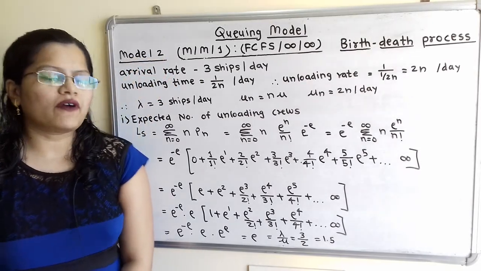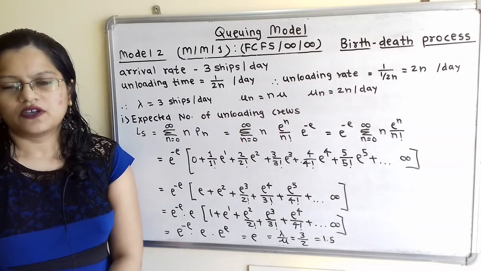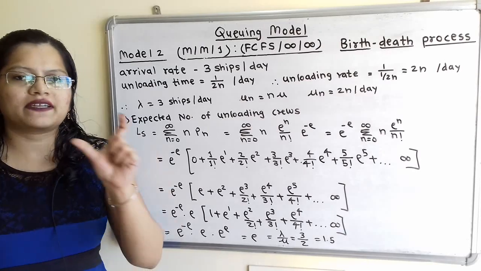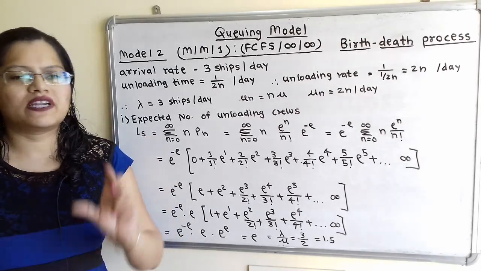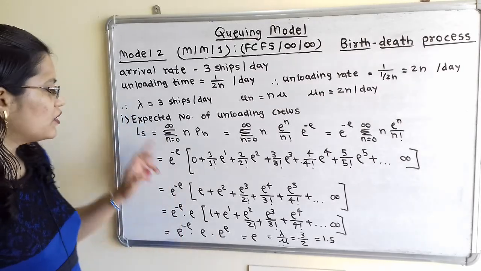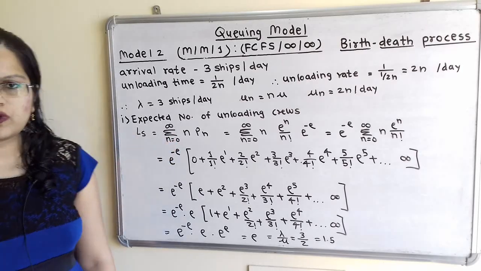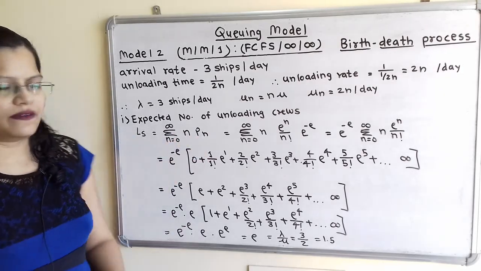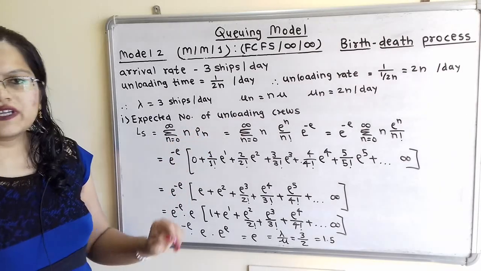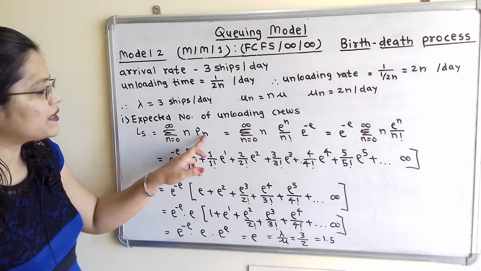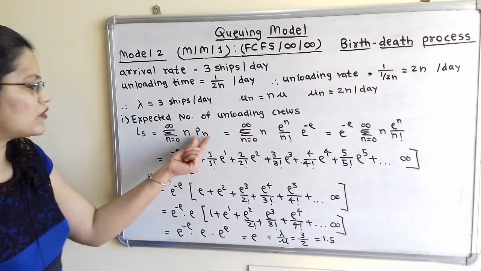Now we will move to the first question, the expected number of unloading crews. So how to calculate the expected number of unloading crews? That is, we have to calculate the length of the system. So the length of the system is equal to the summation of n equal to 0 to infinity of n pn. Here n is the number of unloading crews, and pn is the probability of n crews waiting in line. So how to calculate this probability?